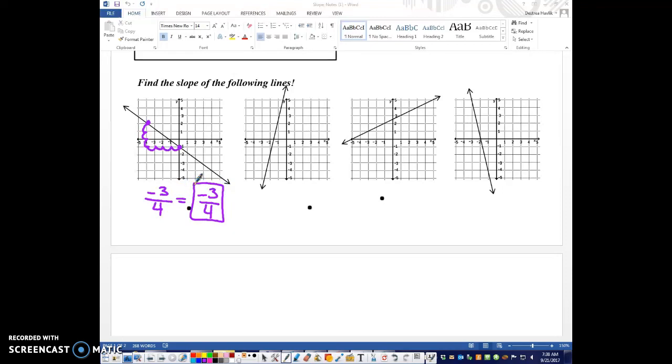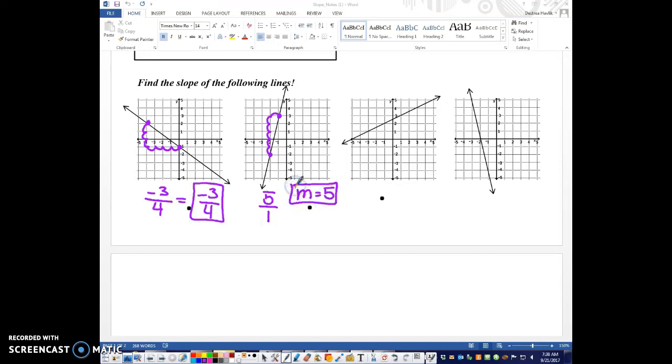Okay? Next one. There's a point here and a point here. So what do we do first? Rise over run, right? So we rise first. 1, 2, 3, 4, 5. Over run, which is 1. So your slope is 5.